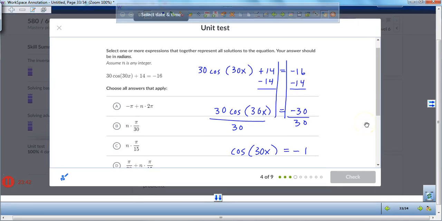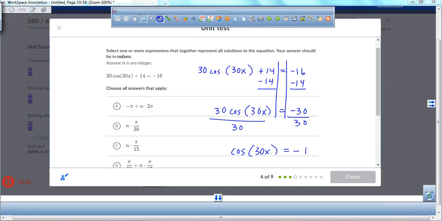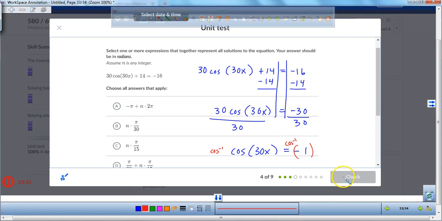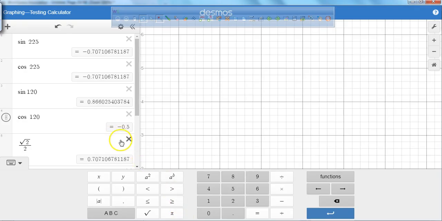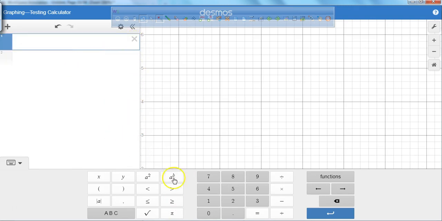Alright, so now, cosine of 30x equals negative 1. This is where we need to apply what's called the inverse of cosine on this side. And then I'm going to apply the inverse of cosine of negative 1. Now, it's going to be in radians, so I have to do this in radians. Let me look real quick. Functions. Inverse cosine. Negative 1. Oh, 180 degrees. I bet that's pi.